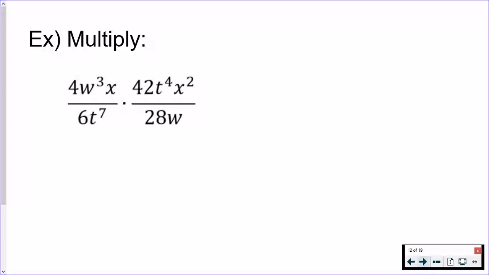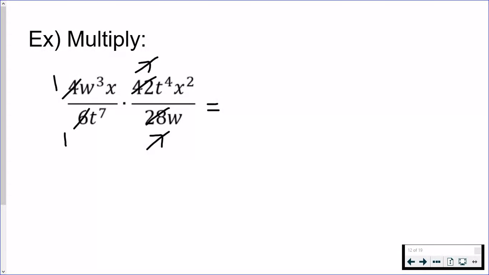4 over 28 reduces to 1 over 7. And then I've got 42 over 6, that reduces to 7 over 1. So you may notice that you have a 7 over 7 here. Those will also reduce to just 1, or they'll cancel, however you look at it. So those are now gone. So I've done a lot of work ahead of time instead of multiplying and getting those bigger numbers.